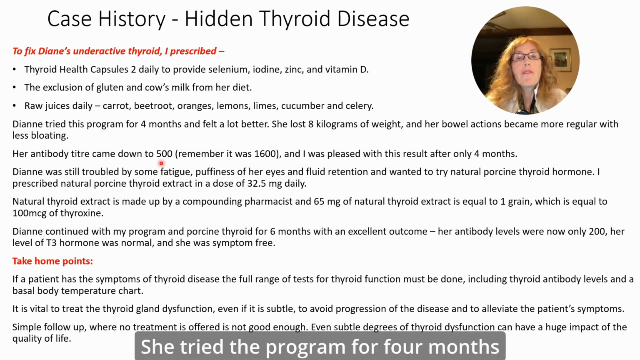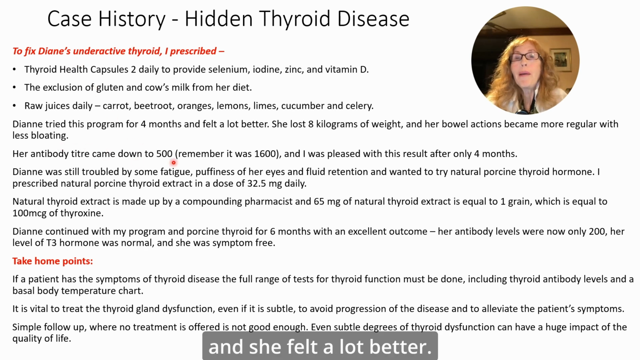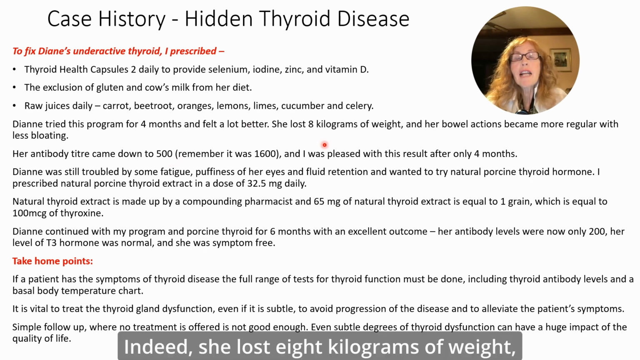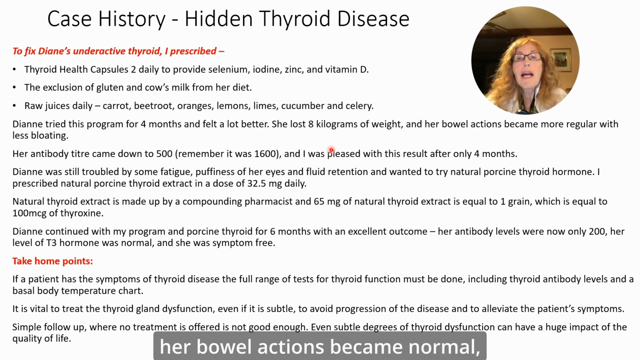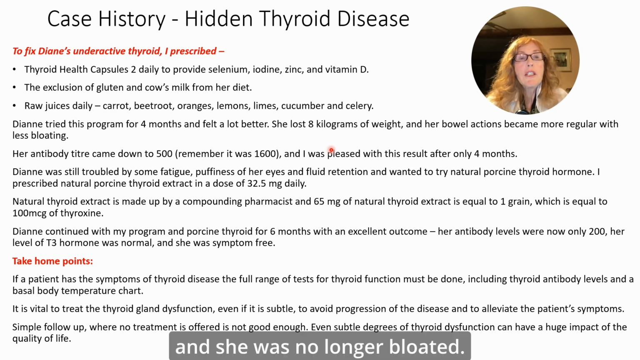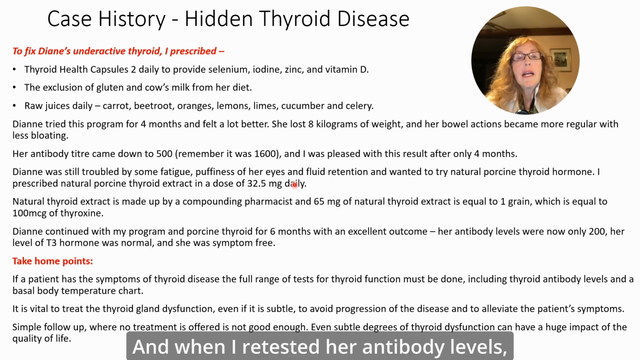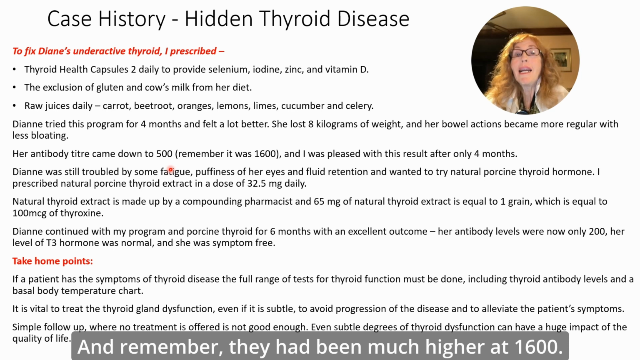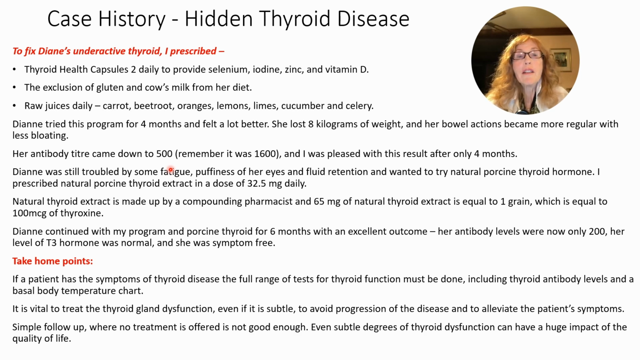She tried the program for 4 months and she felt a lot better. And this was without any thyroid hormone. Indeed, she lost 8 kilograms in weight. Her bowel actions became normal and she was no longer bloated. And when I retested her antibody levels, they had come down to 500. And remember, they had been much higher at 1600. So I was quite pleased.